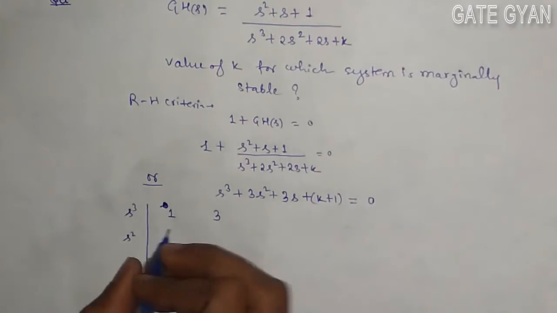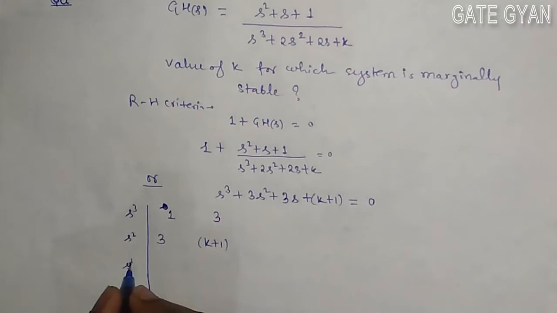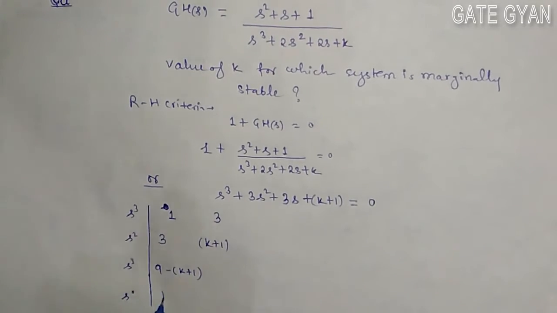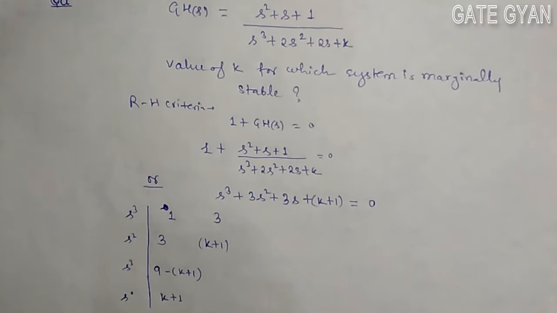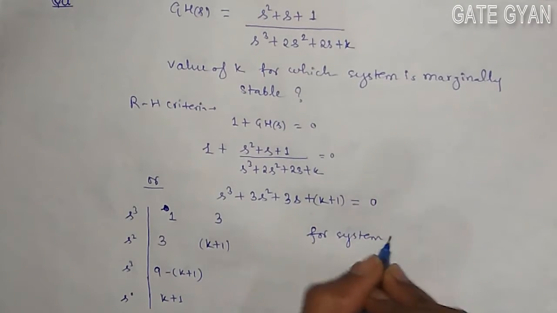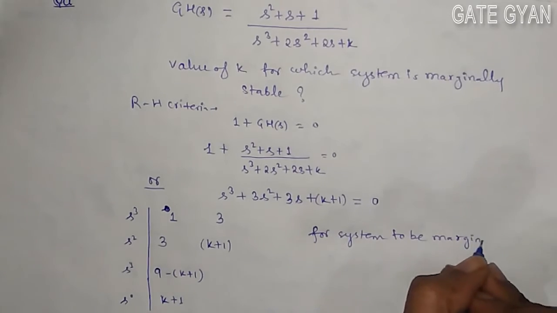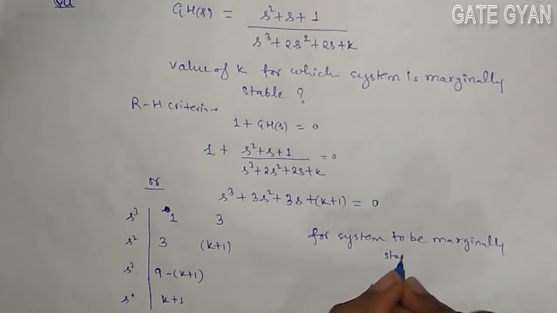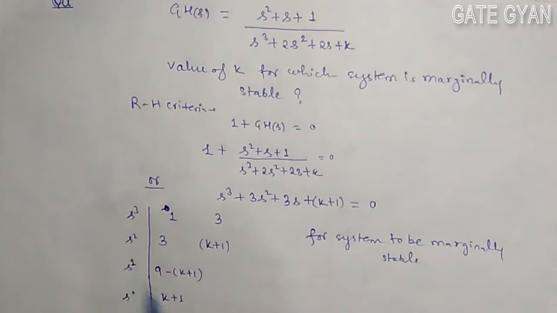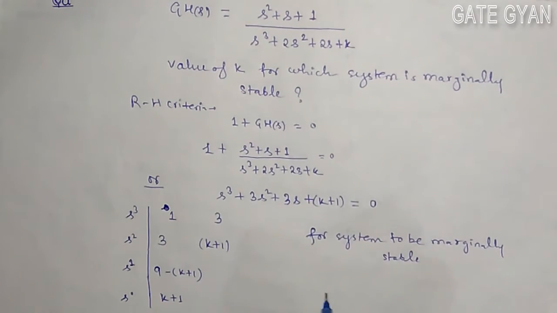1, 3, 3 and K plus 1. So s to the power 1 is going to be 9 minus (K plus 1) upon 3, and this is K plus 1. So for the system to be marginally stable, to find the value of K, we equate the coefficient of s to the power 1 equal to 0.